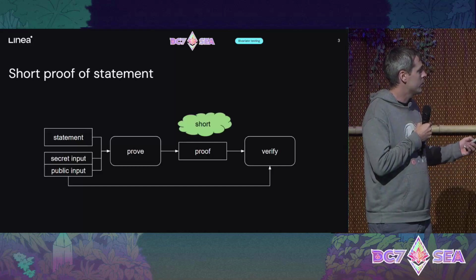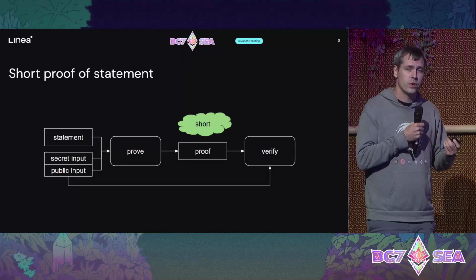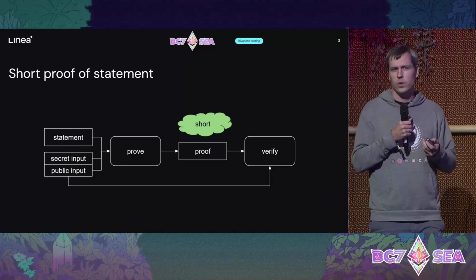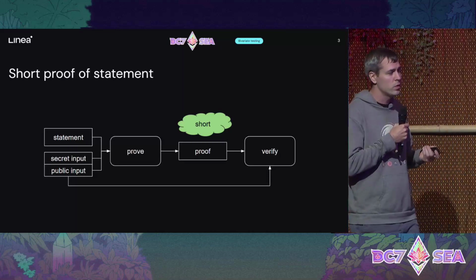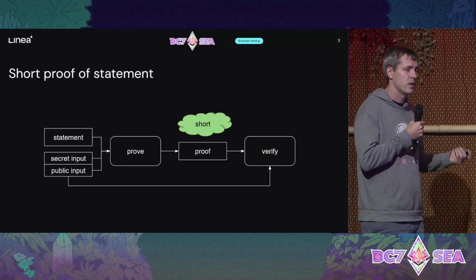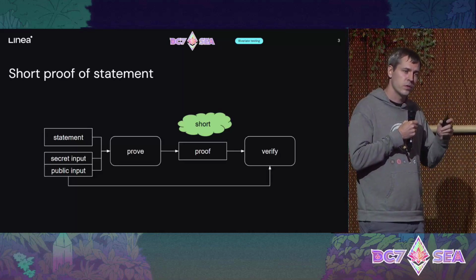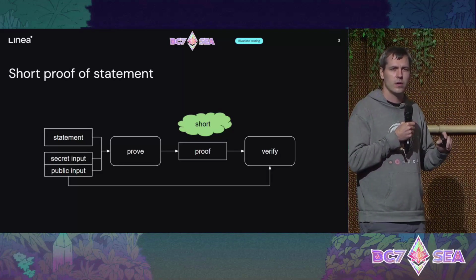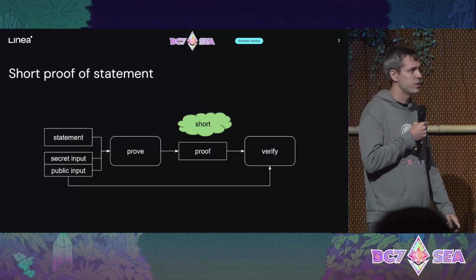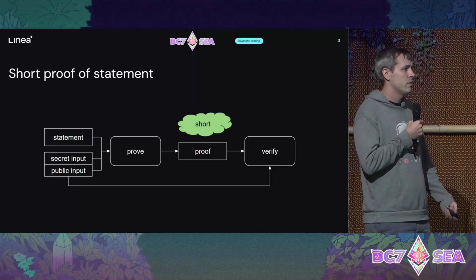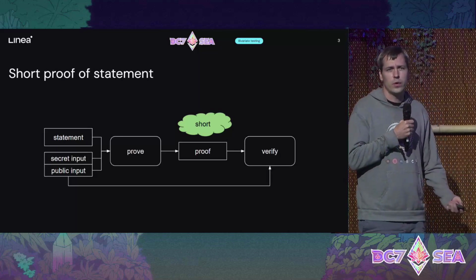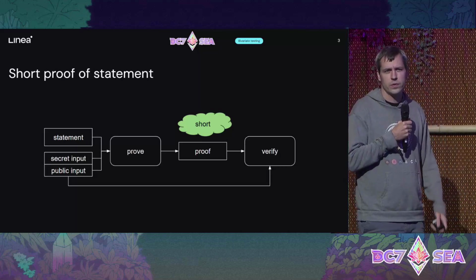And what we want to have usually is that the proof is short. What does it mean for the proof to be short? The proof should be short relative to this expanded trace, so the steps, all the intermediate results of the computation. And if it is shorter, then it means that we have already won. We have some short proof of this computation.